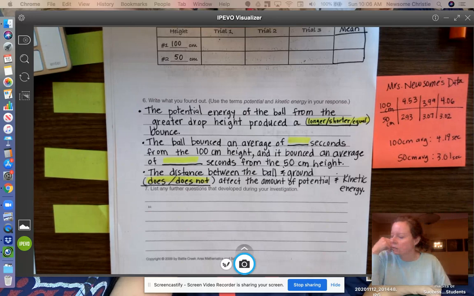Sure. What about different heights? So we only tested at 100 and at 50. What if you had 200 or 25 or 150? What do you think would happen there?